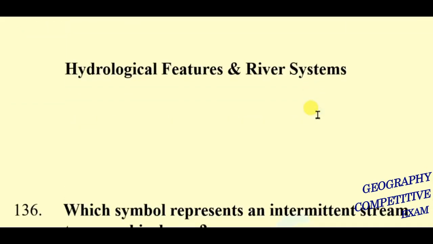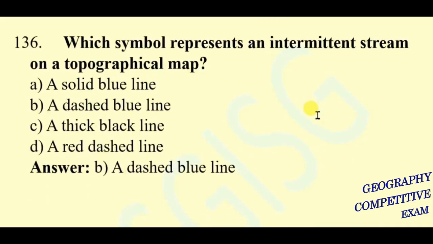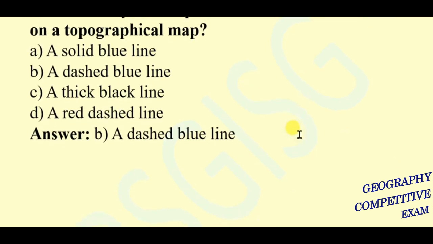Question category: hydrological features of river systems. Question 136. Which symbol represents an intermittent stream on a topographical map? A solid blue line, a dashed blue line, a thick black line, a red dashed line. Here the right answer will be a dashed blue line for ephemeral or dryland rivers. You can say it as an intermittent stream.